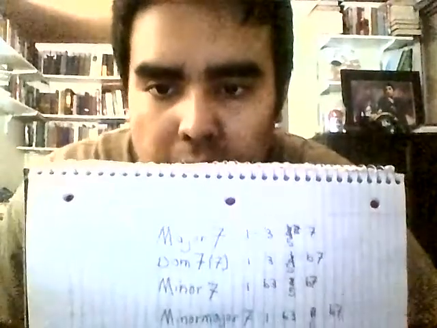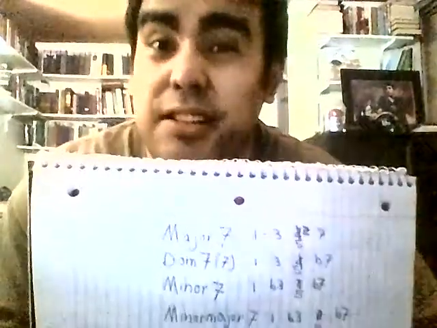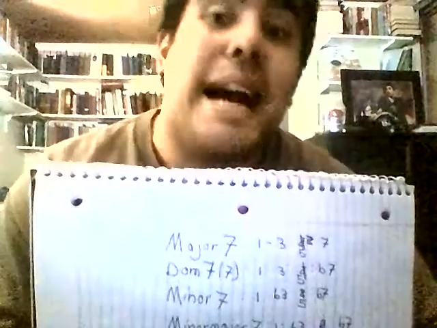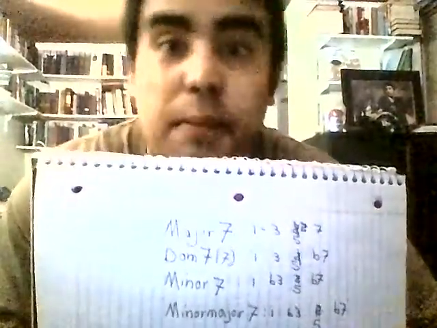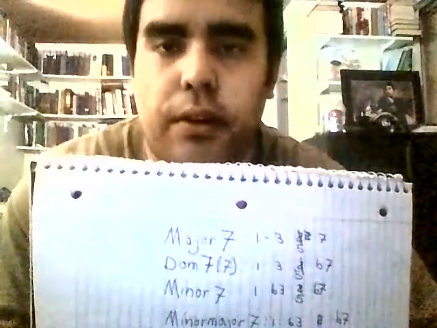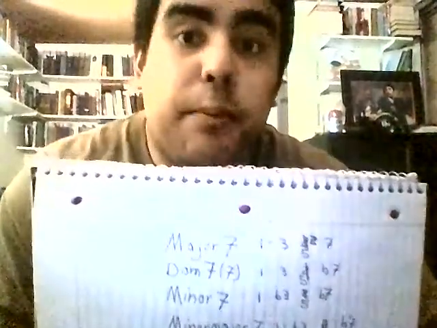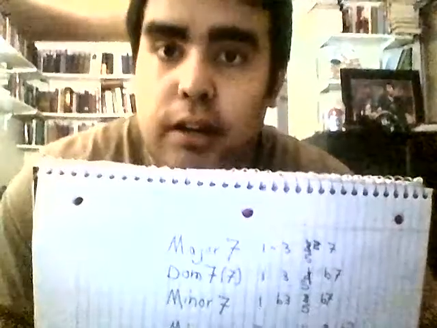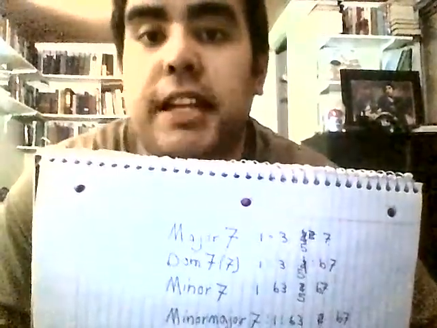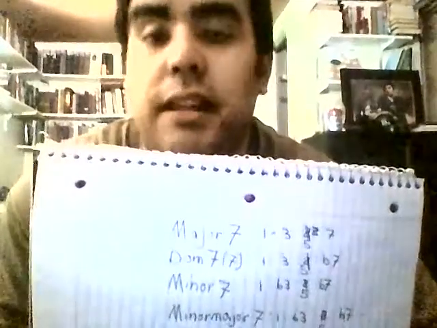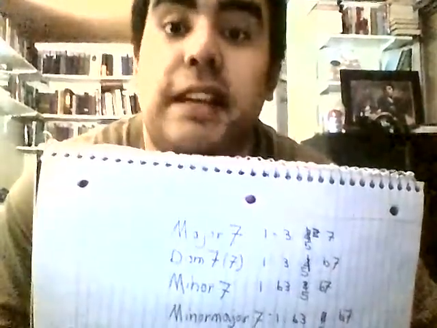And now, last but not least, this is a big mouthful. Minor major 7. Yeah, it sounds like it's a confused chord, right? It's not. Now the minor part, the first part of that name, refers to the beginning triad, C, E, G. It's minor, so that means the third is flat. So C, E flat, G.